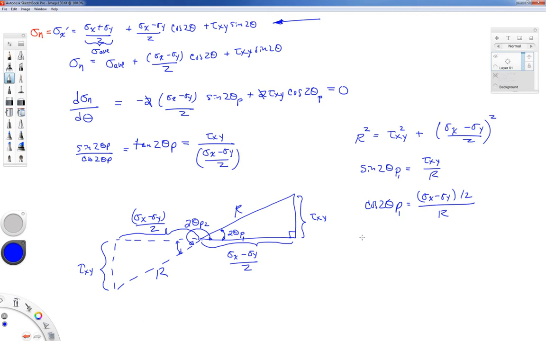So I can find the sine and cosine of 2 theta p2, and that's pretty easy. We just have to throw in a negative sign in here, and so we have minus tau xy over r, and a minus sigma x minus sigma y over 2 over r. So those are the two roots that will satisfy that equation. So what we can do then to find the values of our maximum and minimum normal stresses is to plug them into the sigma x prime and sigma y prime equations. All right, so let's save this page and we'll get set up to show that.